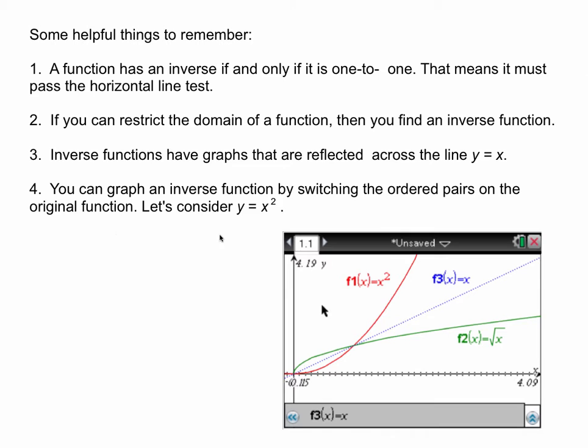Now, some things to remember. A function has an inverse only if it's one-to-one. You can restrict the domain, and after you restrict the domain, you can find the inverse. All inverses are reflected across the line y equals x. And you can graph the inverse by switching the order of pairs on the functions, much like we did with y equals x squared.